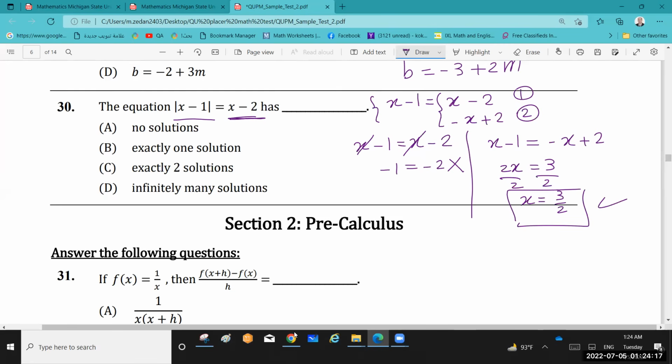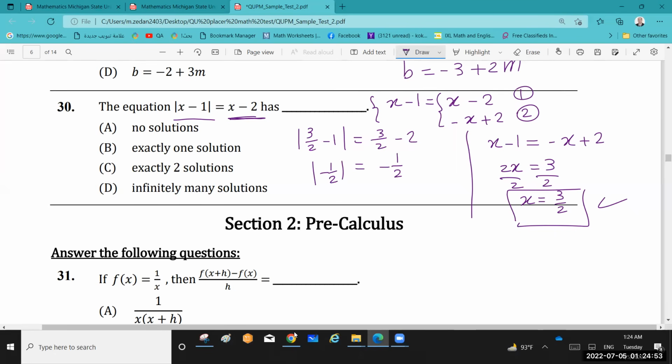But it's better to take this solution and substitute back in the original equation to check if the answer is correct or incorrect. Let me show you this part. Again, take the value you get, which is 3/2, and substitute back in the original equation. Is the absolute value of 3/2 minus 1 the same as 3/2 minus 2? That is the question. 3/2 minus 1 is 1/2, and 3/2 minus 2 is -1/2.